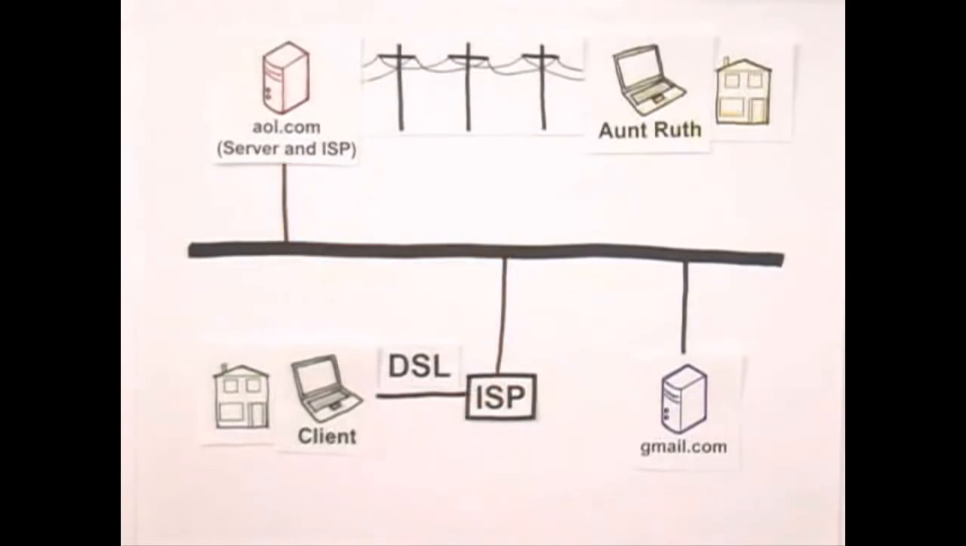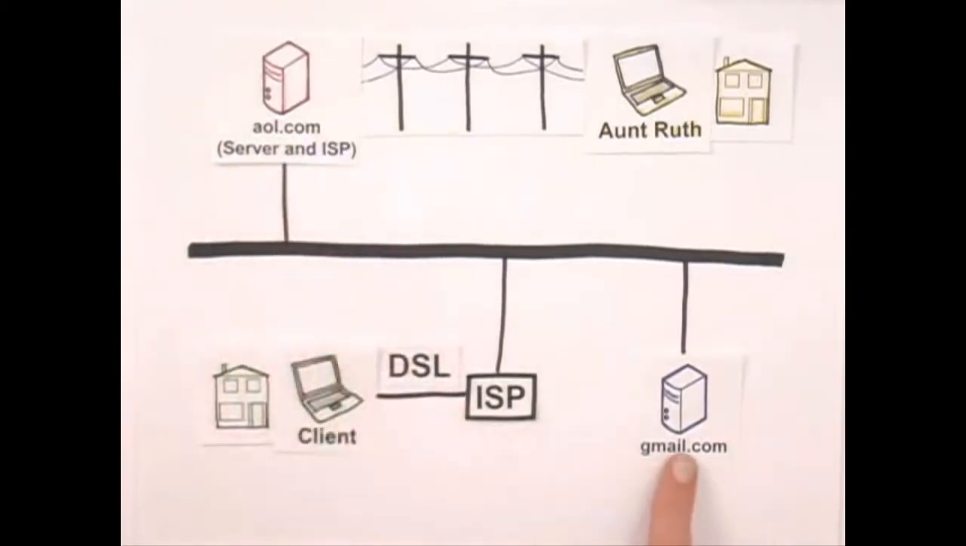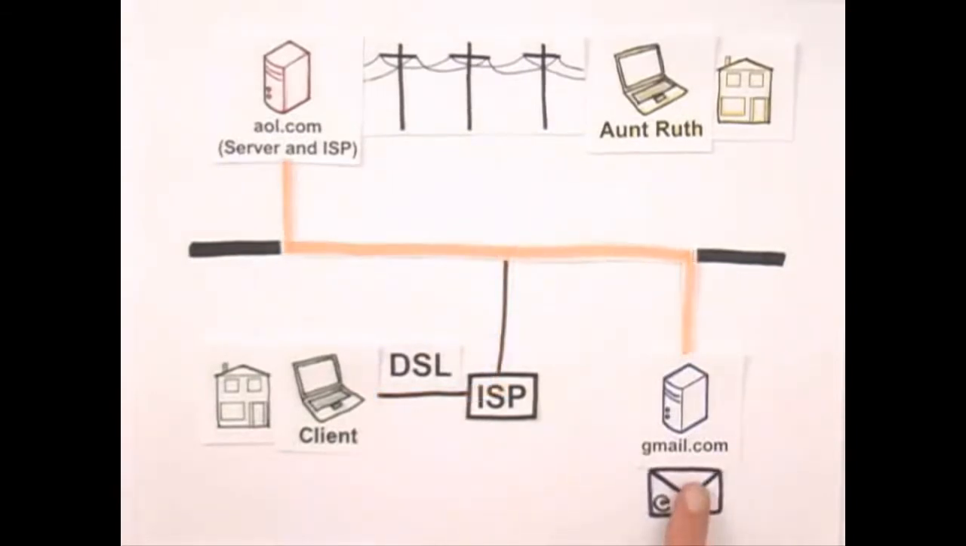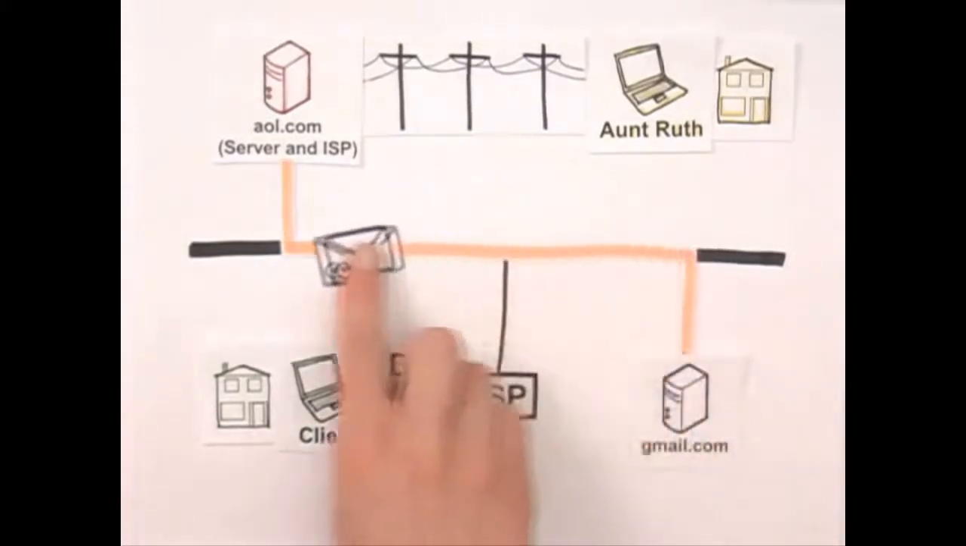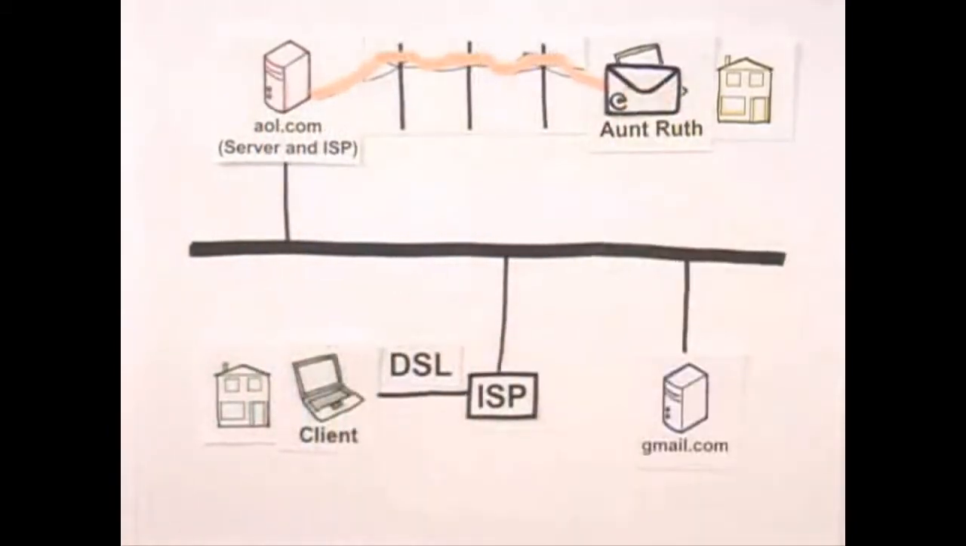Now, let's say that I want to send an email to Aunt Ruth. Aunt Ruth has AOL dial-up from home, and I've got a Gmail account. I log on to gmail.com and compose a message to Aunt Ruth's email address, auntruth@aol.com. Once I click send, gmail.com sends the email to aol.com. The next day, Aunt Ruth dials into AOL servers and retrieves the email.